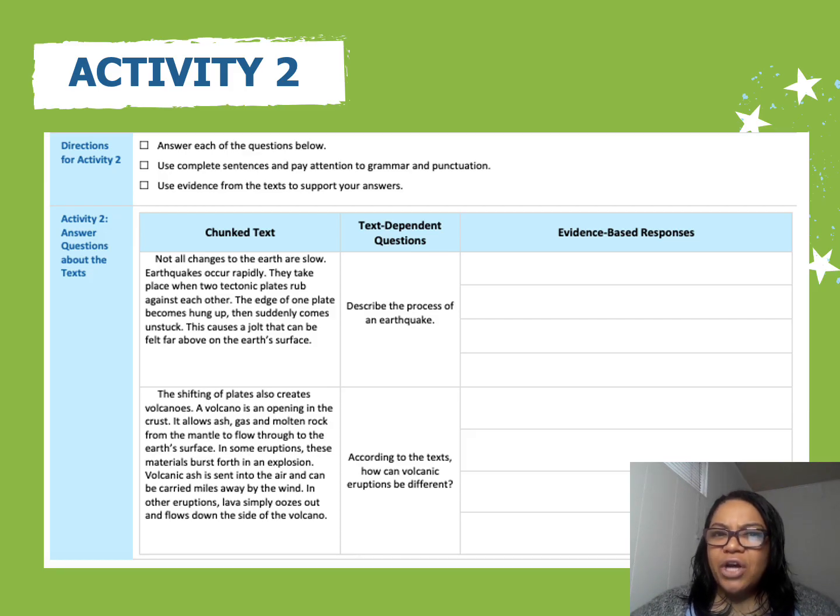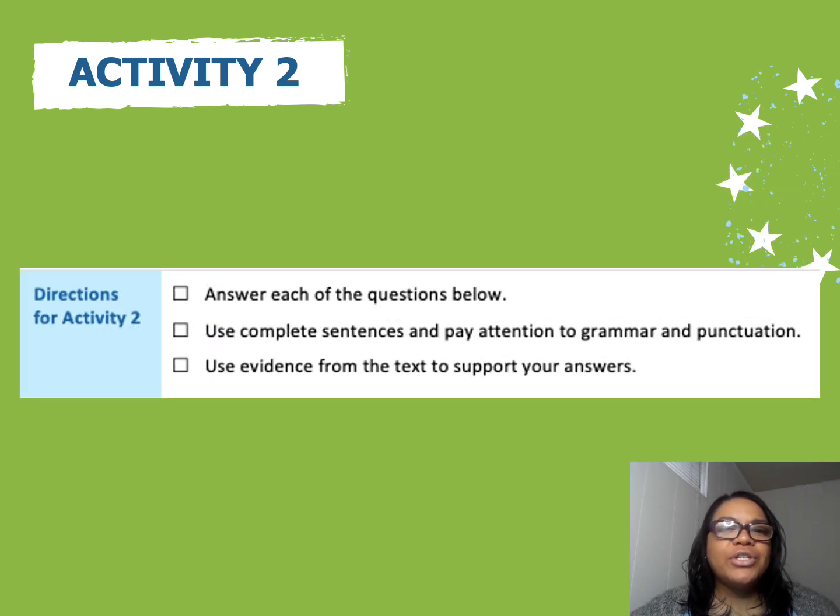Now that we've finished our first read, I think we are ready to answer questions about the texts. Turn to the next page in your packet that looks like this. Aha! I see directions at the top. Before we do anything, we always read the directions first. The directions tell us first and foremost we need to answer each of the questions below.